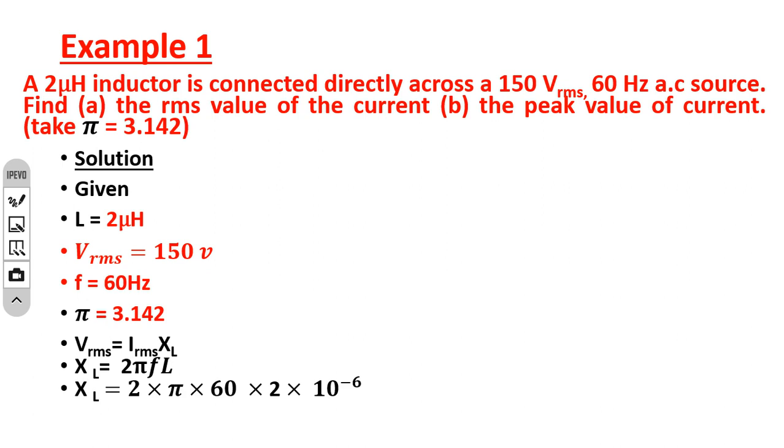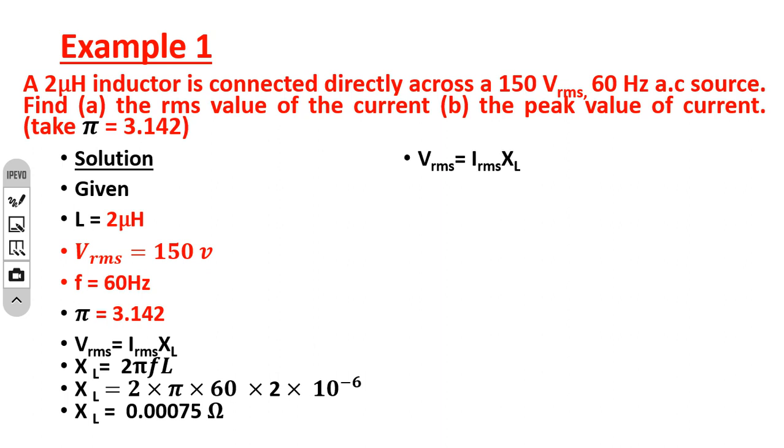2 times pi times 60, the value of the frequency, times 2 times 10 to the power minus 6. Remember, I told you that this symbol you are seeing here, look at my arrow, is for the value 10 to the power minus 6. So you don't ignore it except it is not there. We now introduce that value here, 10 to the power minus 6. So when we simplify it, we get our solution 0.00075 units in ohms.